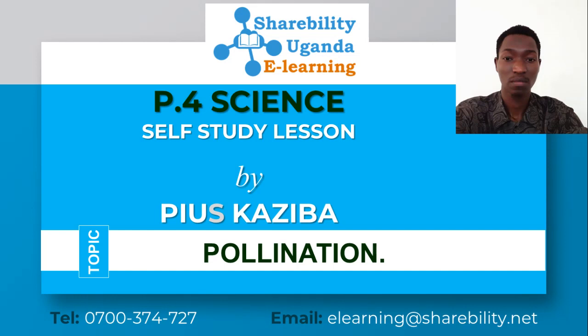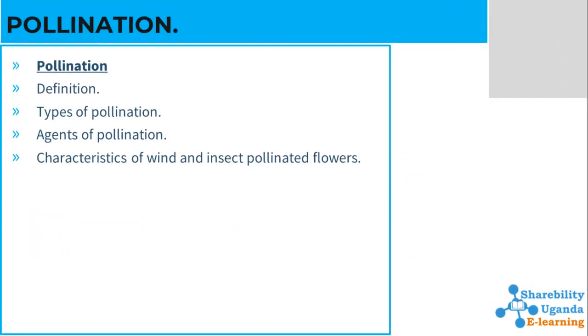In this topic today, we shall be looking at pollination in plant science. We shall be discussing the types of pollination and physical agents of pollination. We shall be defining pollination, types of pollination, agents of pollination, and characteristics of wind and insect pollinated flowers.